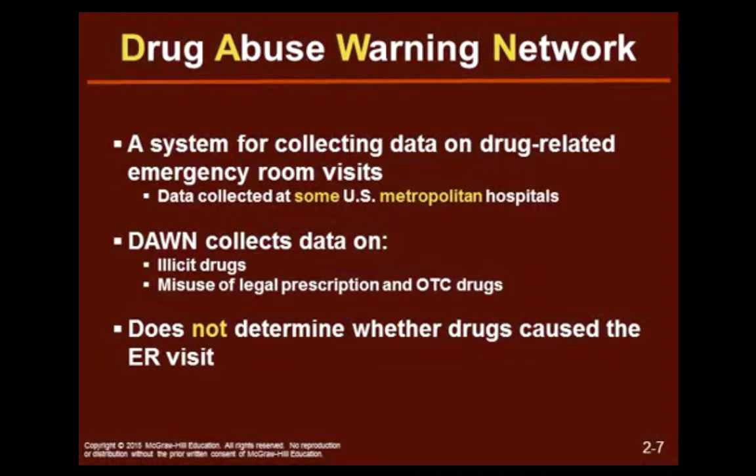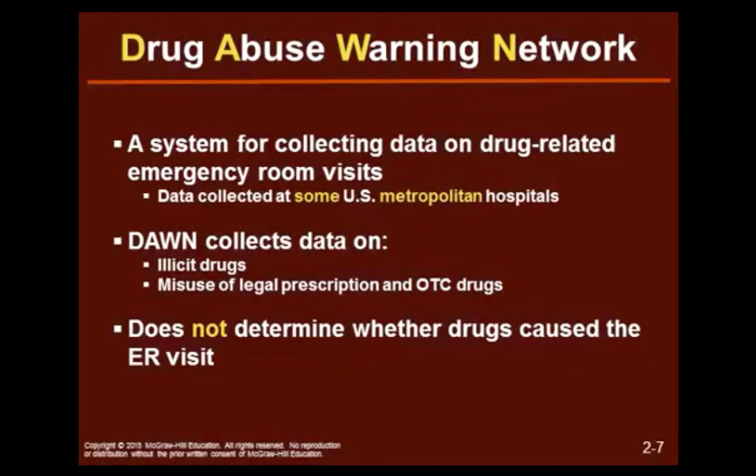Now, we talked about a couple of other data sources in our previous lecture. Today we're going to talk about the Drug Abuse Warning Network, or DAWN. This is a source of data that we use for information about acute toxicity of drug consumption. Basically, emergency rooms in hospitals in cities around the United States, not all hospitals, but a sample of hospitals, collect data on drug-related ER visits. What DAWN collects is information on illicit drugs like heroin and cocaine, but also misuse of legal prescription and over-the-counter drugs. Now, what it doesn't determine is whether or not the drugs caused the ER visit.